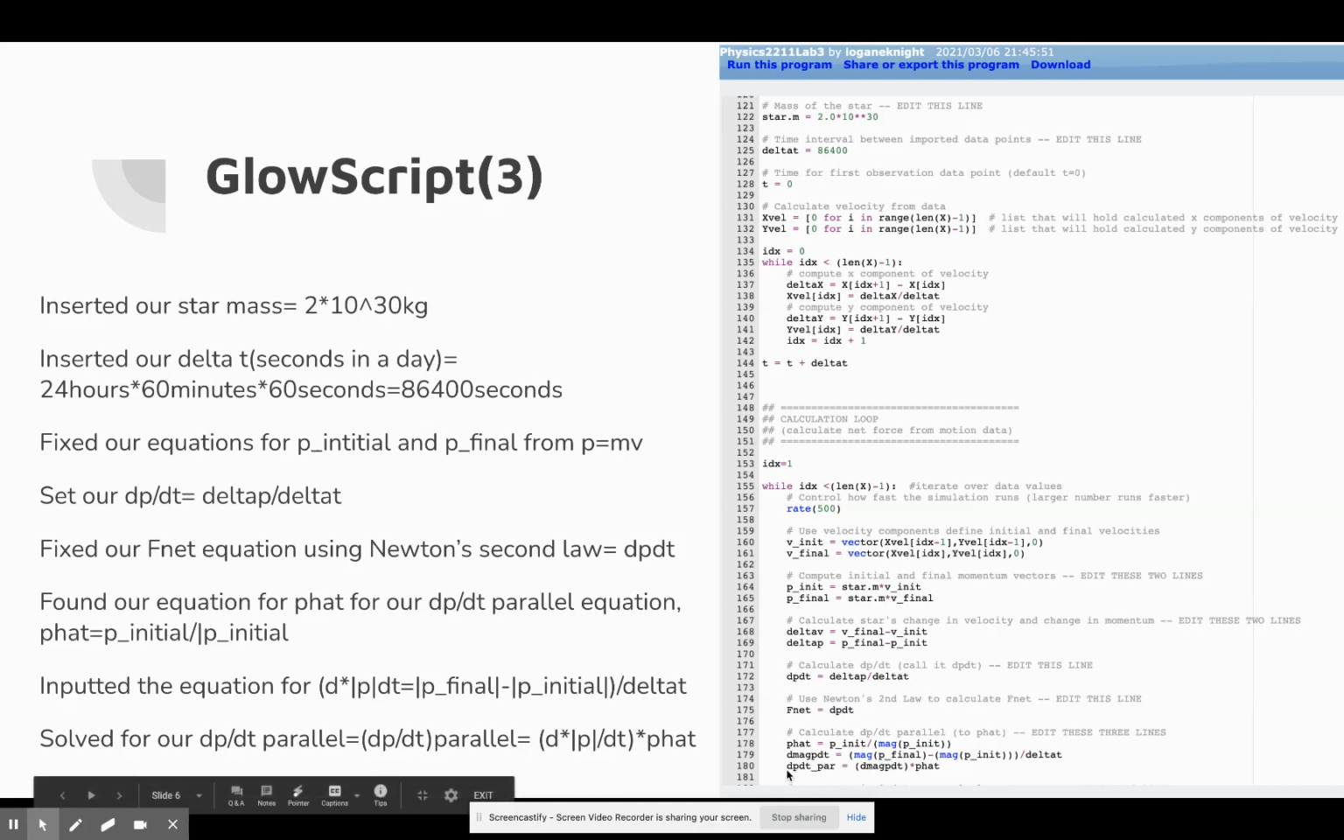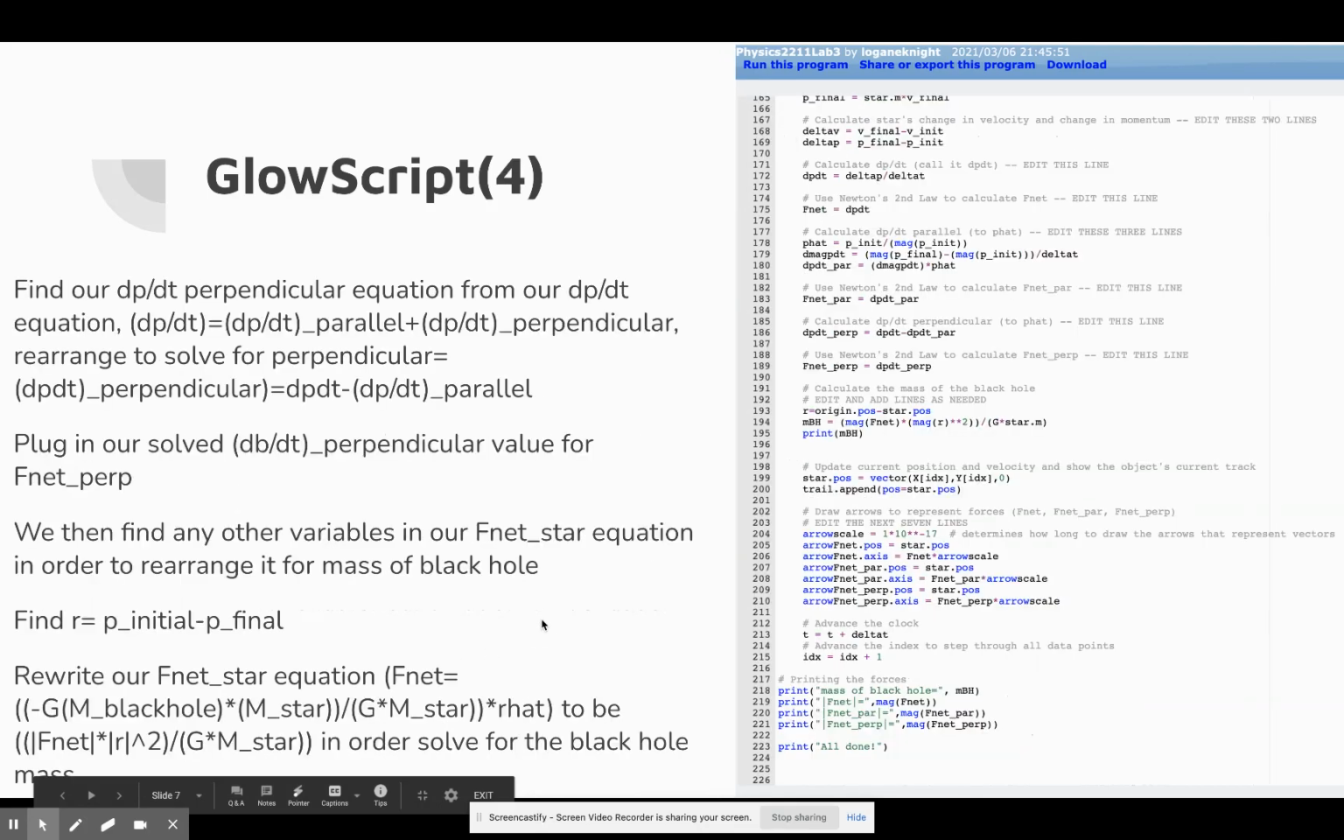So we then need to calculate our dP over dt parallel to get that parallel directional F net. And so this next part, we're setting our F net parallel equal to dP dt parallel. And we can do the same thing for perpendicular down here once solving using our dP dt parallel. So then we are able to use all these different values that we got to get our F net here to solve for the mass of the black hole.